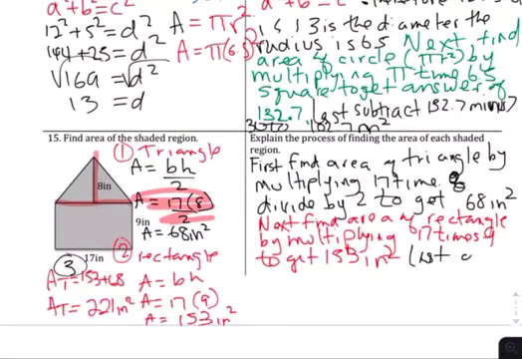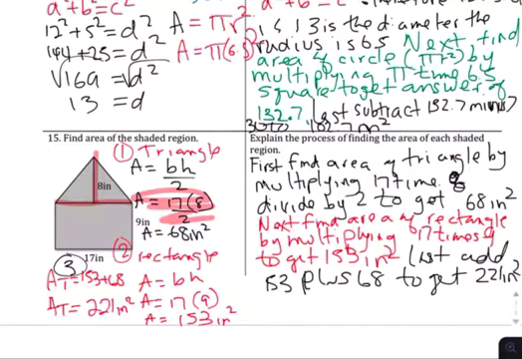Last, this is the third thing. Last, add 153 plus 68 to get 221 inches squared as total area. Okay, and that's it.